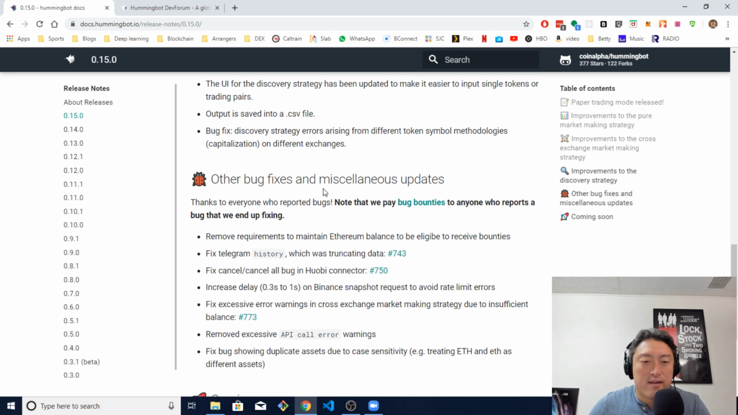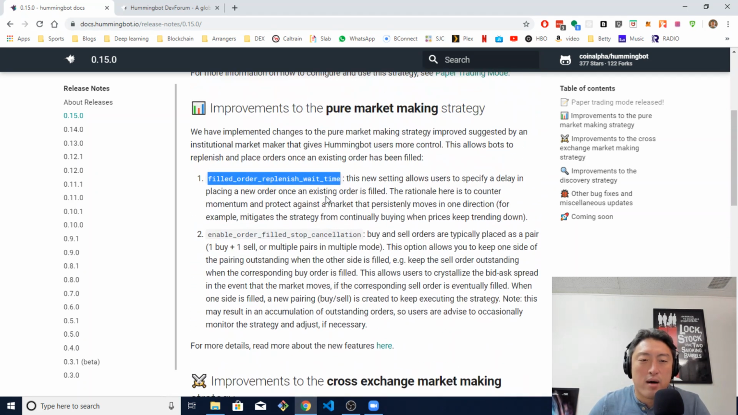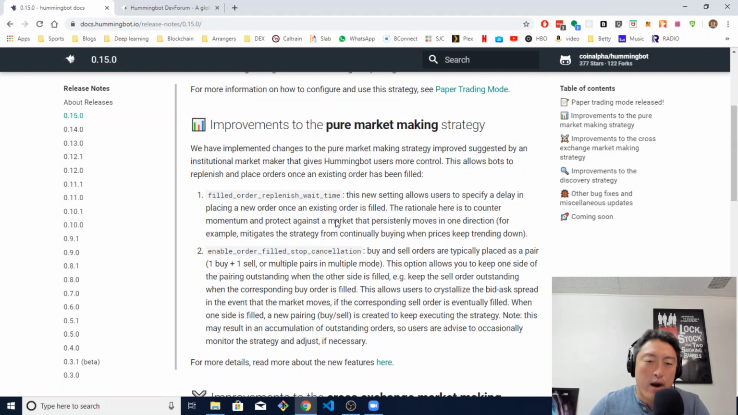In 0.16, we have more parameters that'll give you more control over the pure market making strategy. In particular, there's something called penny jumping mode that we're introducing in the next release, and so I think in the next version of Hummingbot Live, I'm really going to go over some of these new things we've added to the pure market making strategy to show you how to use them and when you would want to use them, given what's happening in the market.